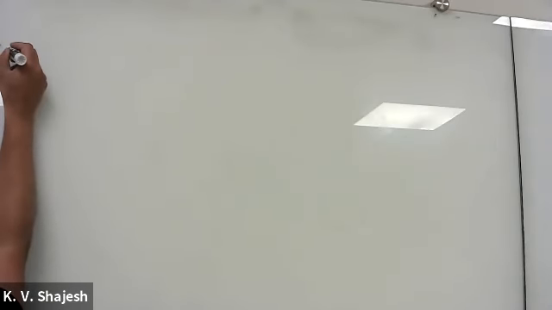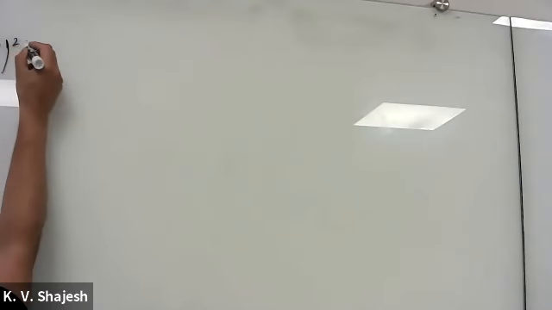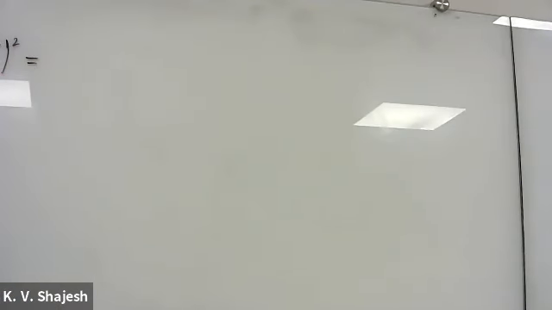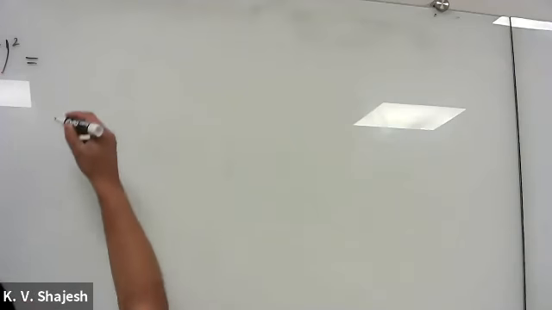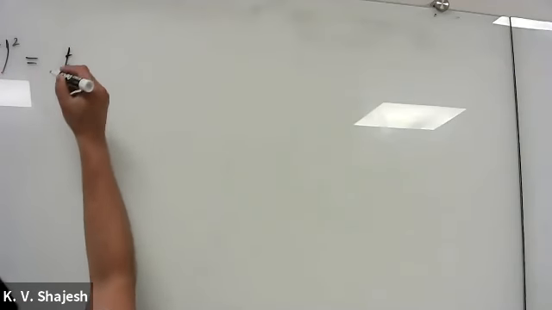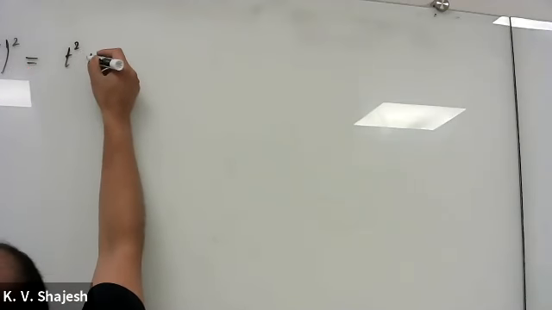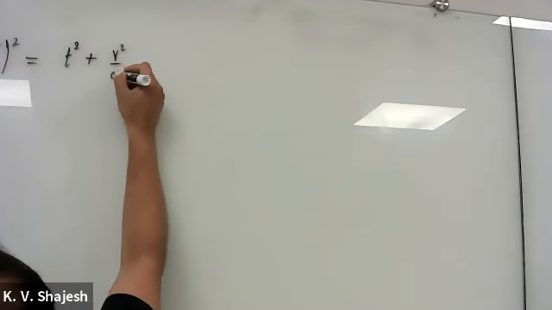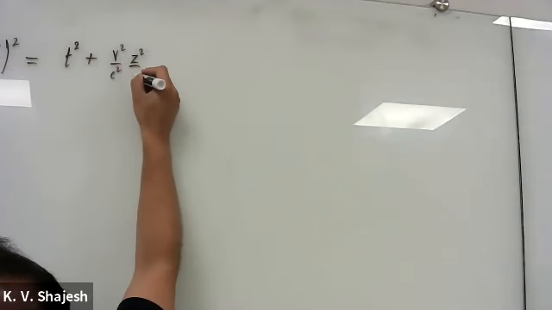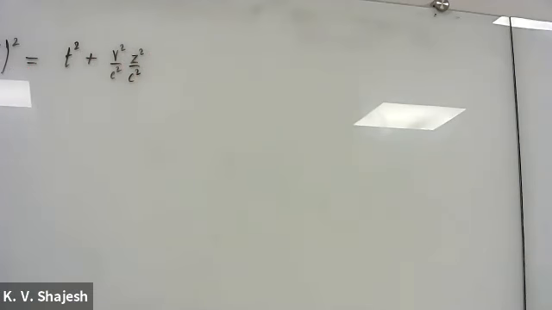Okay, so let's process this a little bit. So the square root term, if you allow me, I'll write that as the square of the square root term. That's what that means, whatever is underneath that square root term. So let's expand that out. So it's t squared plus v squared over c squared times z squared over c squared.